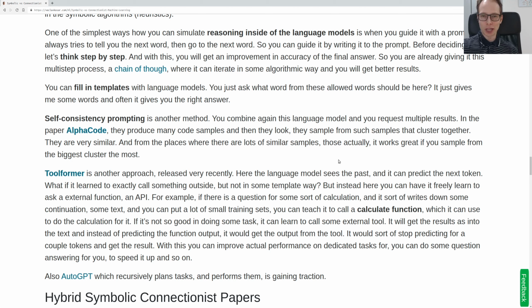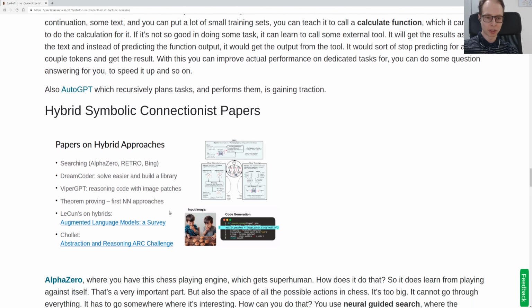It just writes code, as some of the other papers do. It can learn that very quickly from a couple of examples. For example, it can call a calculate function. Do you calculate everything on your own, or do you tap on a calculator and get the right output? You can do this with a large language model as well.